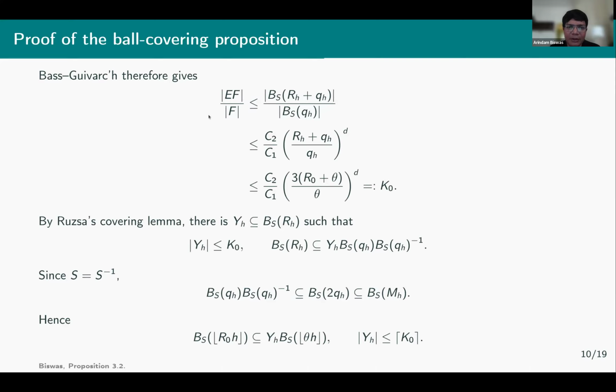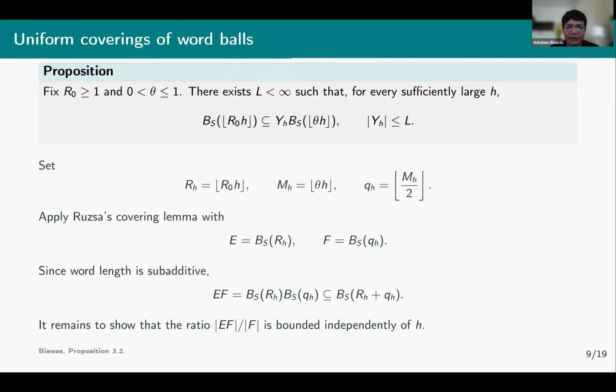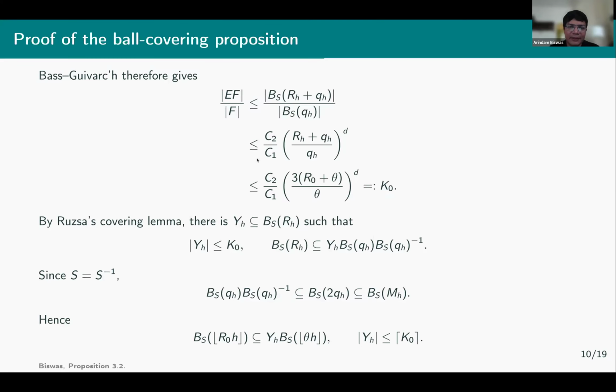then you can use Bass-Guivarc'h to bound this by this quantity, the C2 C1, and this quantity. And this is constant, right? Because this is some constant. And then once you have this bound, in here E will be the word ball of size RH, F will be the word ball of size QH. And then basically after that, you can apply the Ruzsa covering lemma to get the result. So the Bass-Guivarc'h is here, and then the Ruzsa covering lemma to bound.